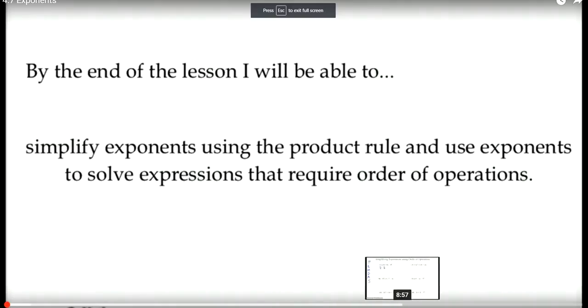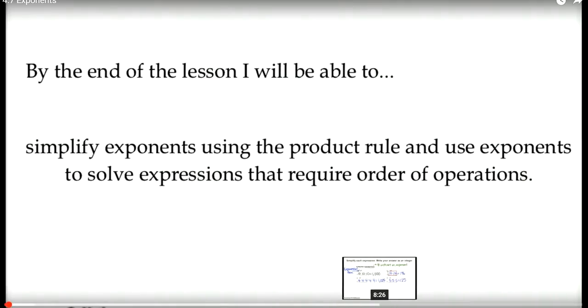By the end of the lesson, I will be able to simplify exponents using the product rule and use exponents to solve expressions that require order of operations.